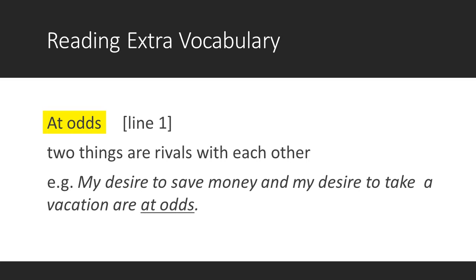And if two things are at odds with each other, it means that they are in some ways kind of a rival of each other. They combat against each other. You might have one but not the other. You just can't put them together.